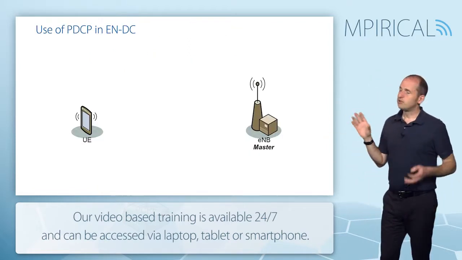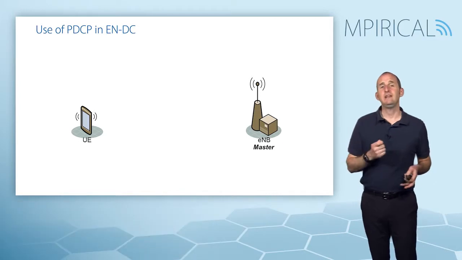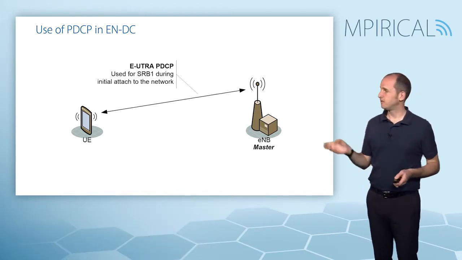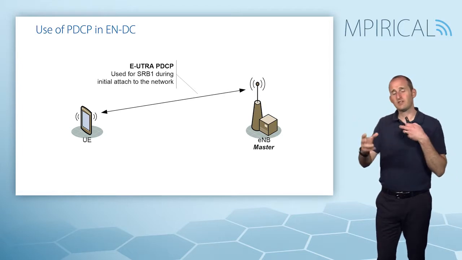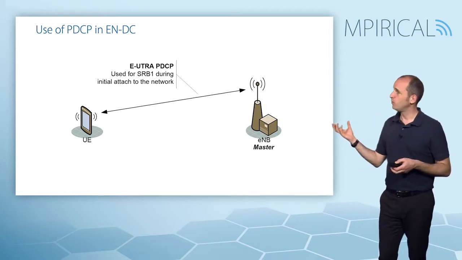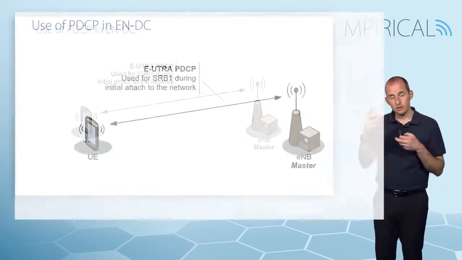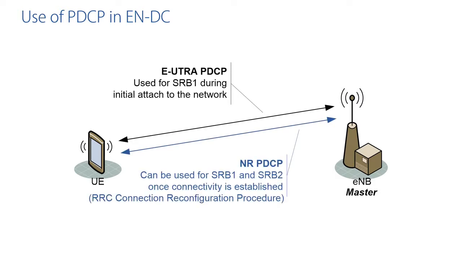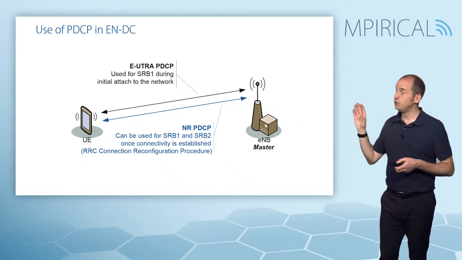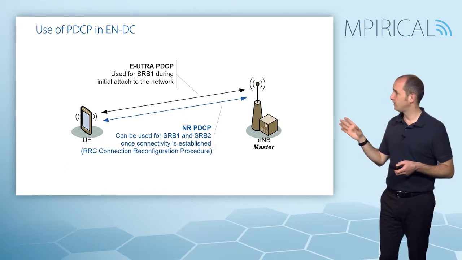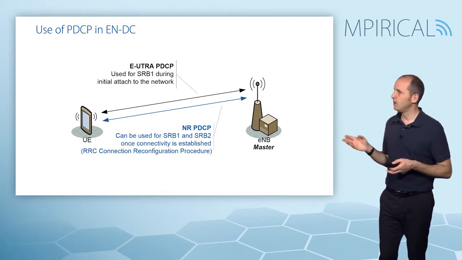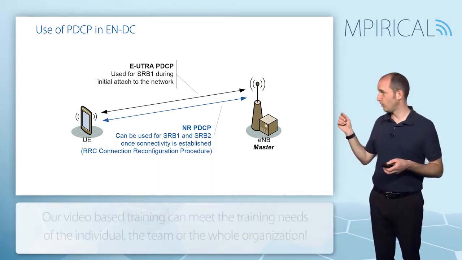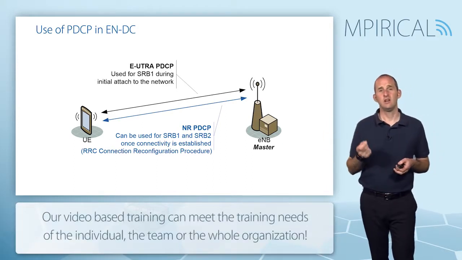So the final point to note in this session is that use of PDCP. Just to reiterate that to begin with, when we're first attaching to the network, SRB1, our signaling radio bearer number 1 that we use for our initial signaling message exchange, it has to use E-UTRA PDCP. But once we've managed to establish our ENDC operation, you can see that new radio PDCP can actually be used for SRB1 and SRB2, but that's once connectivity is established. That's once the RRC connection reconfiguration procedure takes place.